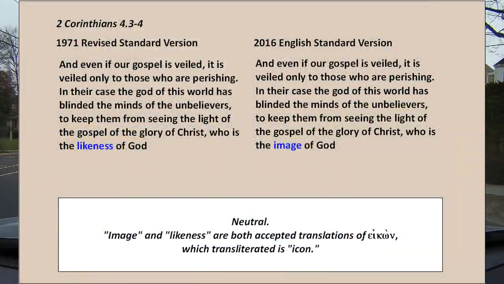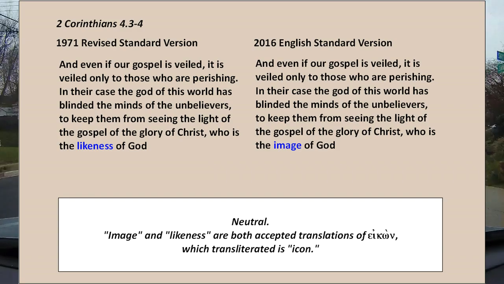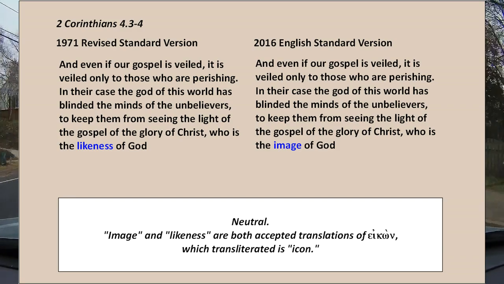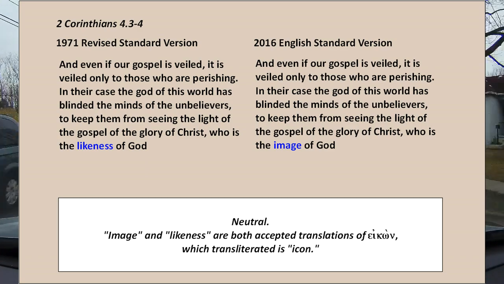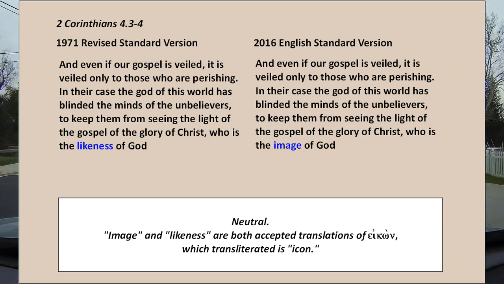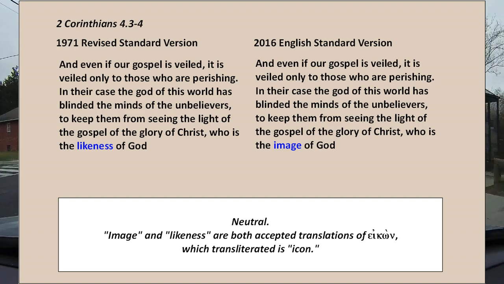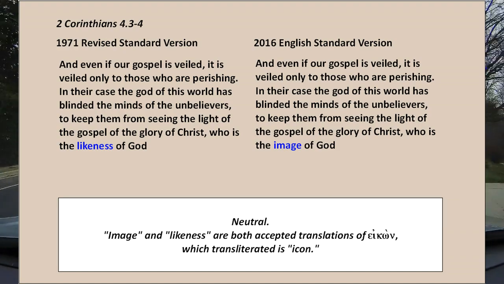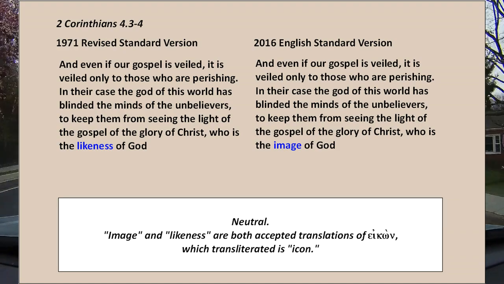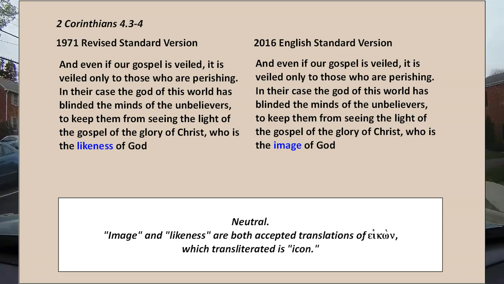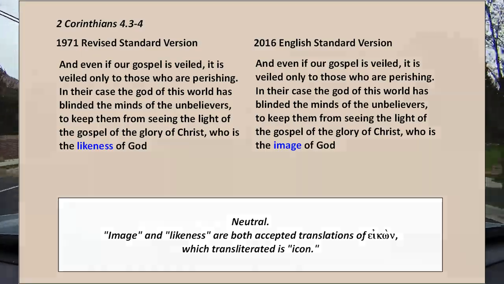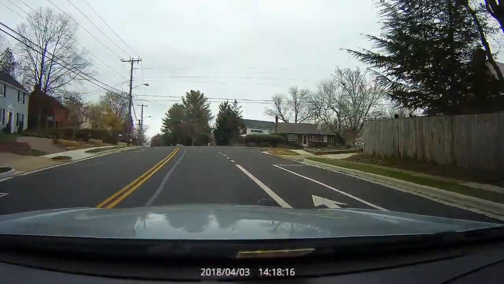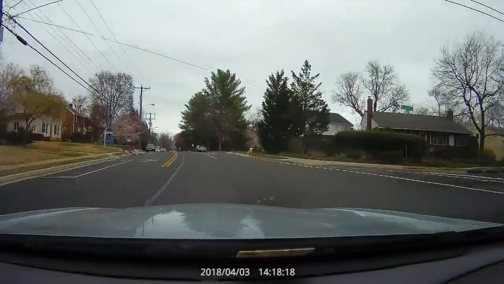The passage in 2 Corinthians 4:3 through 4, where it talks about how the god of this world has blinded the minds of the unbelievers so that they can't believe the gospel. The passages are identical except for one word that the Revised Standard Version translated as likeness and the English Standard Version translated as image. It's the word that we get our English word icon from, and image and likeness are perfectly acceptable translations.